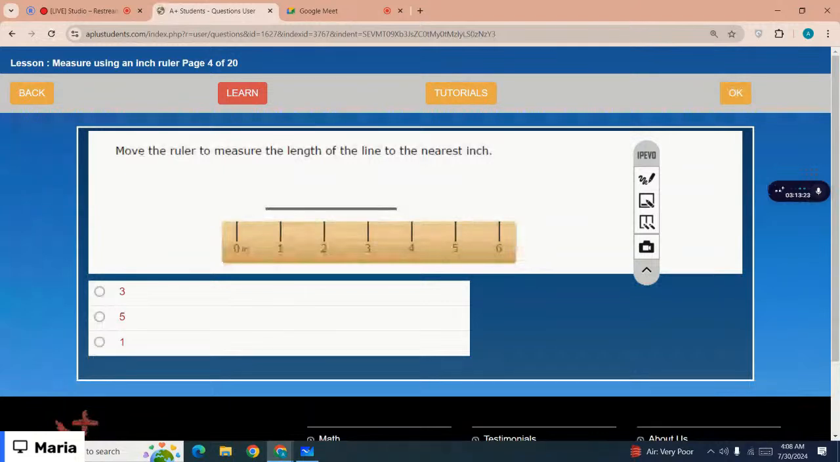Move the ruler to measure the length of the line to the nearest inch. So, which is the correct option? Yes, 3 inches. The correct option is 3 inches.